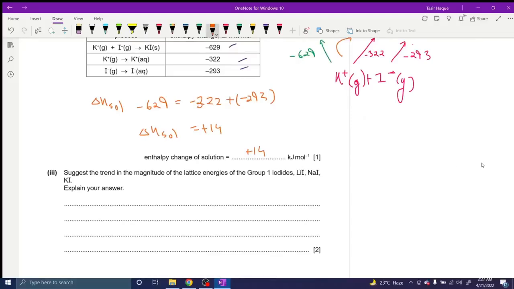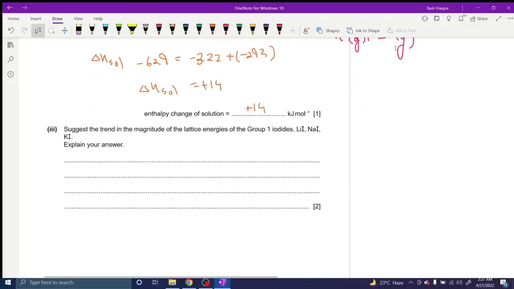Next, the trend in the magnitude of lattice energies of group 1 iodides. So guys, think about it. If you go down the group, what happens? Charge remains the same, but size increases, right? Charge density actually decreases. So cationic charge density decreases from Li+ to K+, right?